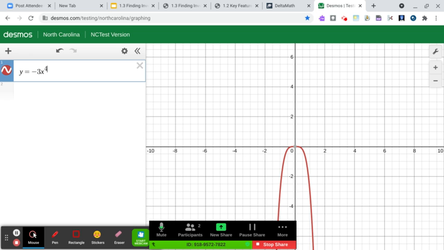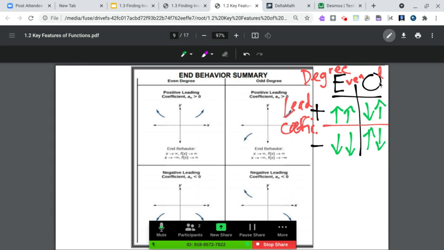Okay, so I'm going to change this. I'm going to say to the power of 6. Both ends are going down, still a negative. I'm going to change this to a positive 4. So a positive leading coefficient with an even degree, both ends are going up. A negative leading coefficient with an even degree, both ends will go down. Okay, now I'm going to go back and do odd.